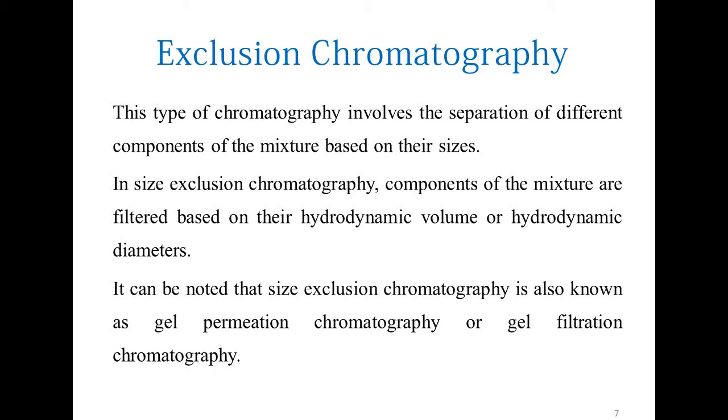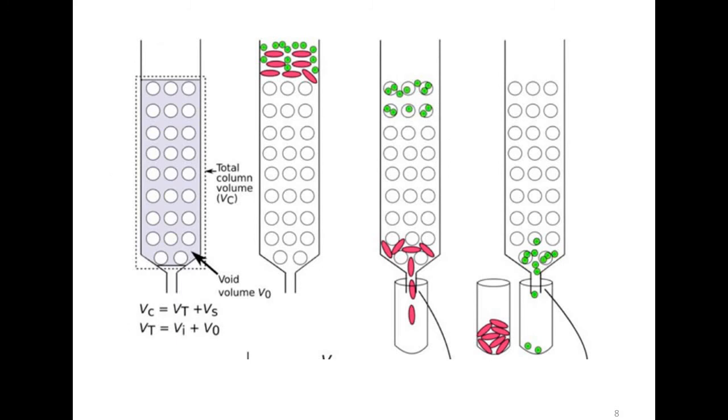So first, in adsorption chromatography, the separation depends upon the adsorption. In ion exchange chromatography, the separation is done on the basis of the charge present on the substance. Likewise in size exclusion chromatography, the separation of components is done by the different sizes of the components. So here is one example.